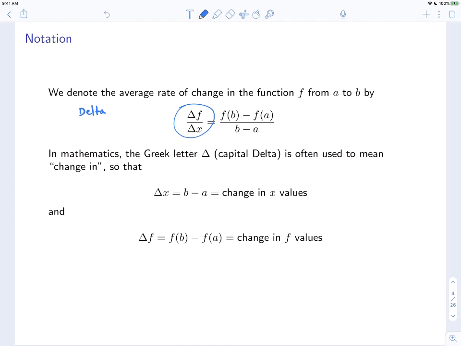Let's just write that down. Delta f over delta x. So we denote the average rate of change in the function f as delta f over delta x. And that's the difference in f over the difference in x. In mathematics, it's very common to use this letter delta to mean change in. So the delta x is the change in the x values, and delta f is the change in the f values. So that's f at b minus f at a. And this gives us a way of writing the average rate of change without actually writing out the words every time. Average rate of change in the function f.